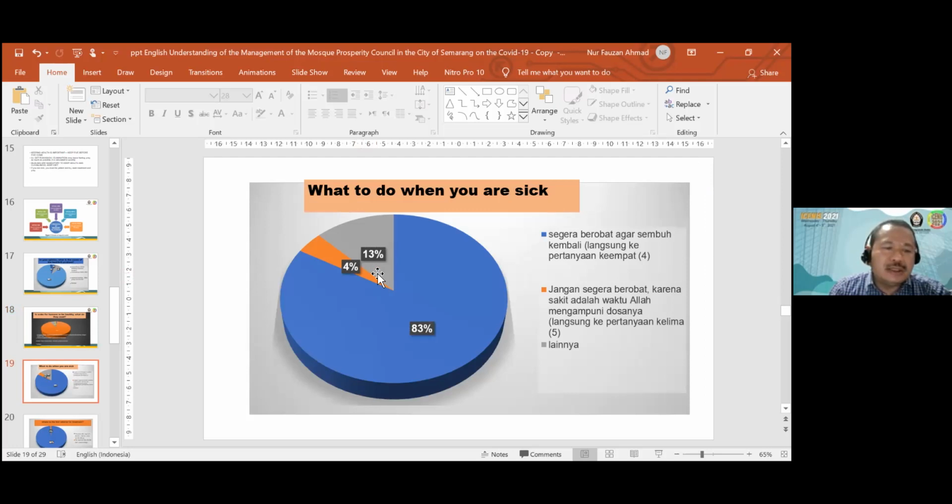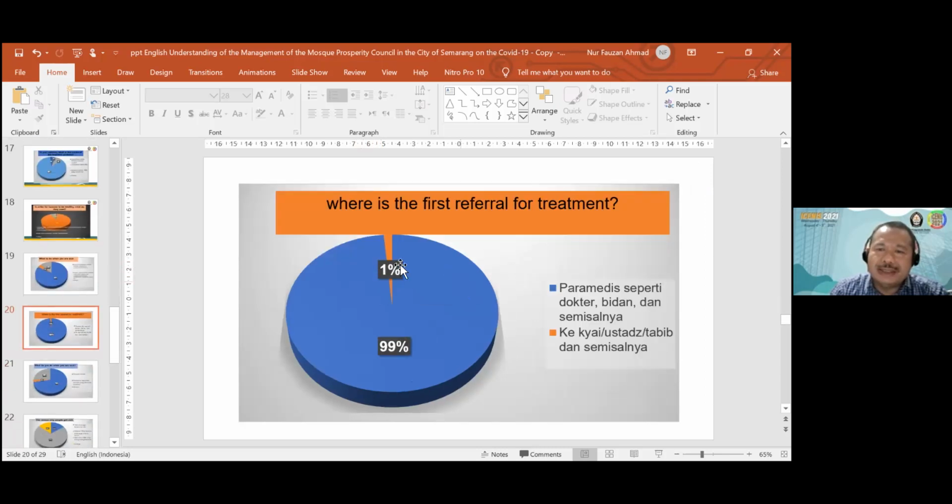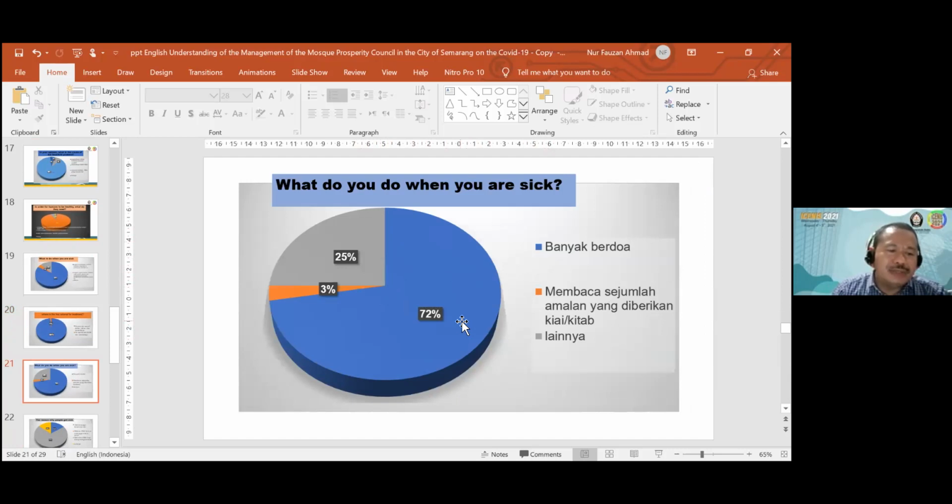Even if they have to seek treatment, our respondents refer to a paramedic or doctor, and then a small percentage go to an ustad or a kiai, but the majority go to paramedics. According to them, what they do when they are sick is pray for healing to God after trying to take medicine, and the rest add following paramedic advice, resting, taking vitamins, eating healthy, and praying.